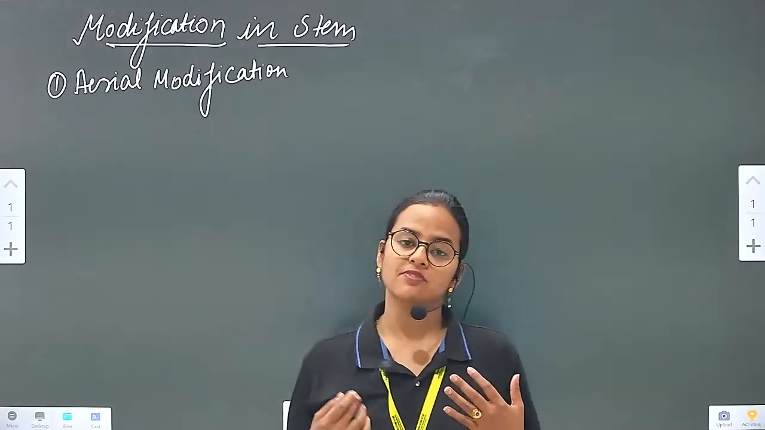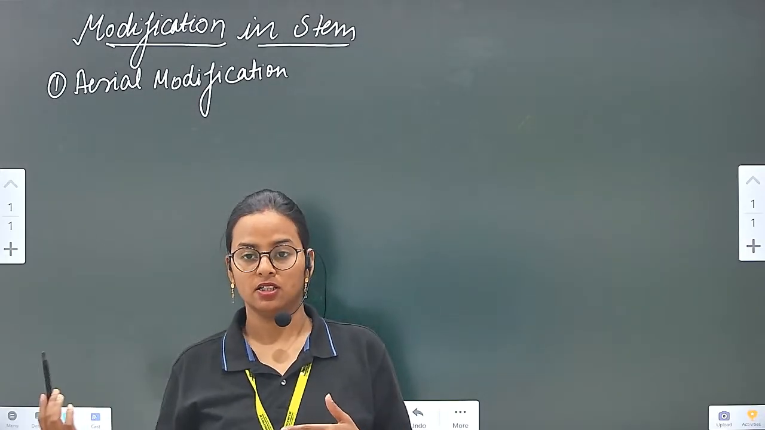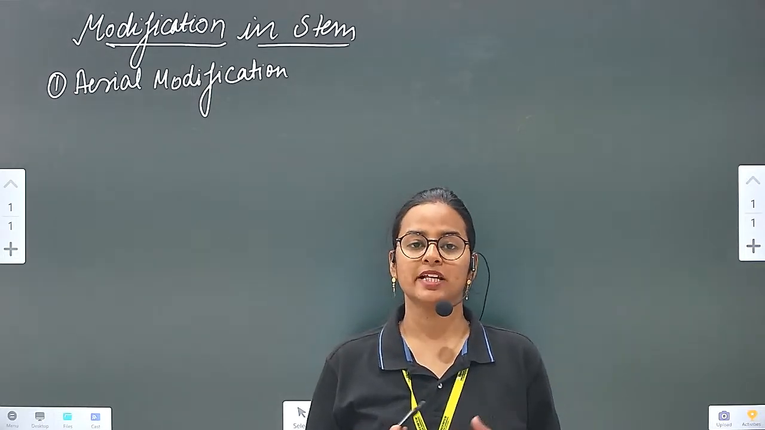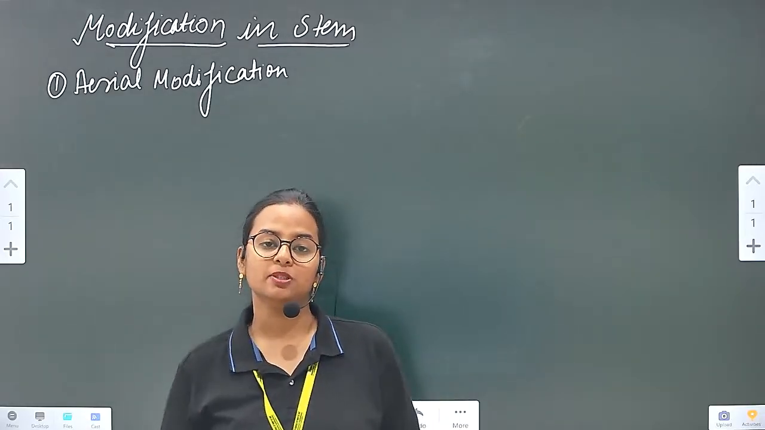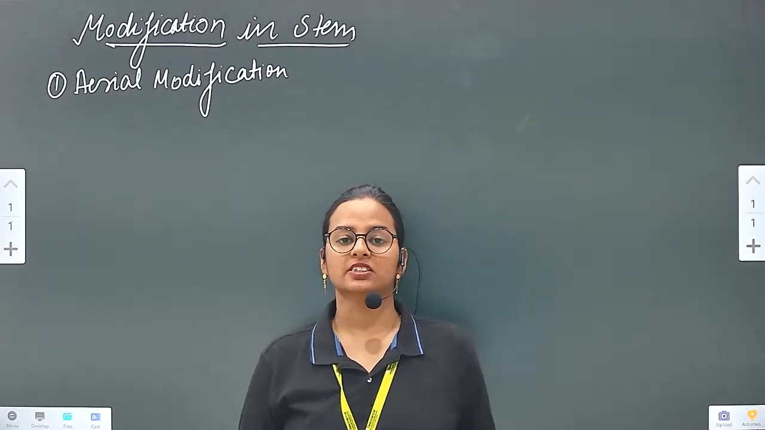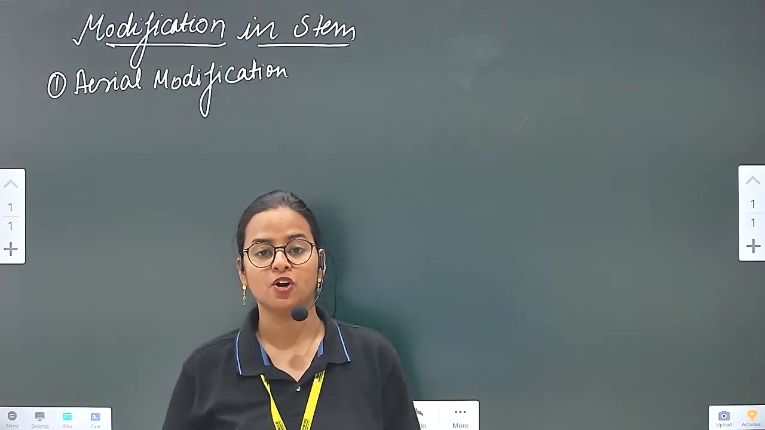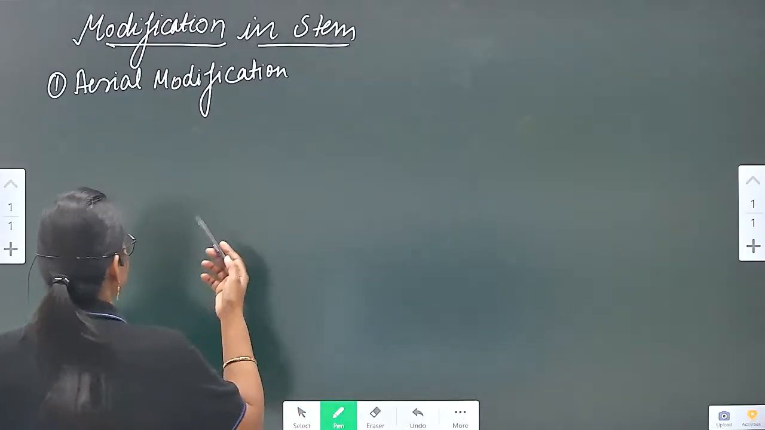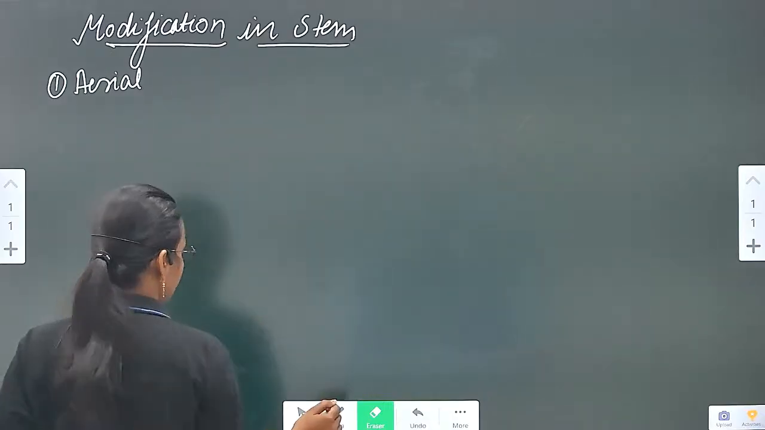Tendrils are mainly for support to the growing branch, and they are lateral appendages of the plant. Number two is thorns, which are meant for protection of the stem or the plant body. And number three is phylloclades, where the stem is modified into a leafy structure in order to perform photosynthesis. So, we have three types of aerial stem modification.